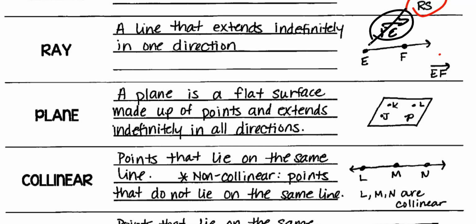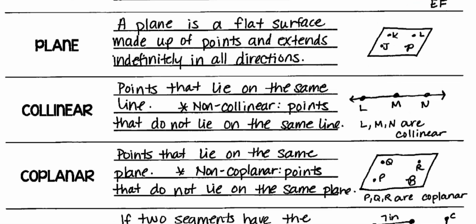Next thing we have is something called a plane. So a plane is a flat surface made up of points and extends infinitely in all directions. Think of it like a piece of paper. Imagine you're looking at this flat piece of paper, it's two-dimensional. And if that paper kept getting bigger and bigger and bigger in all directions, it would be a plane.